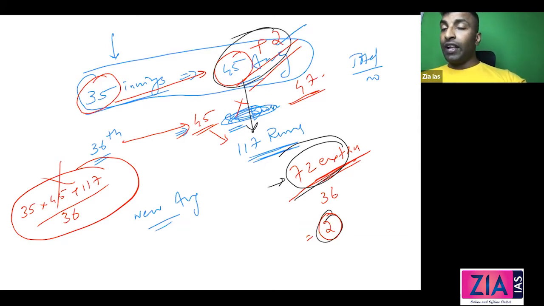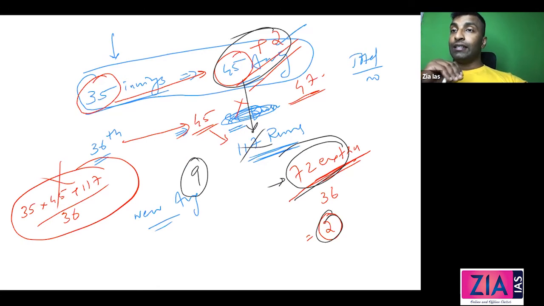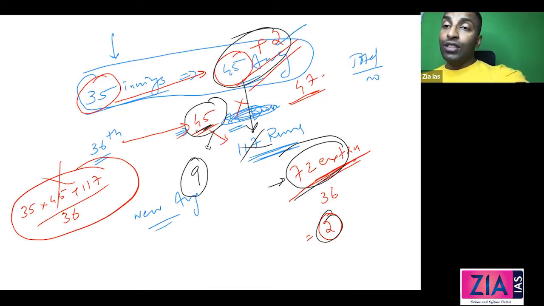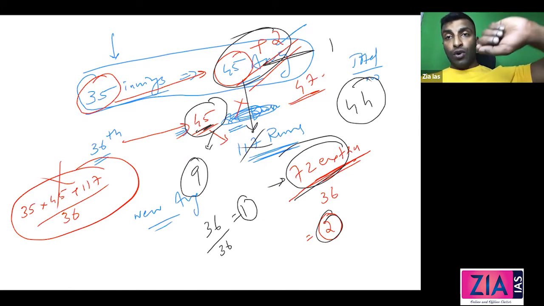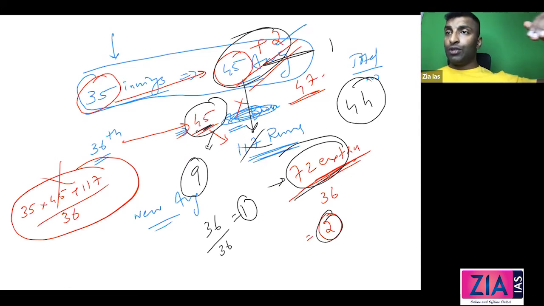Suppose instead of 117, he just scored 9 runs. Then what will happen? He is scoring less than average. So his average will increase or decrease? It will decrease. We need to know how much decrease there will be. It will depend on how much decrease in runs. 45 was the average. What is the decrease in runs? 36. So what we need to do? Divide 36 by 36, you will get 1. So 45 minus 1. What will be the average? 44. So if he is scoring 9 runs, your average will decrease to 44. Since he is scoring more, now 117, his average is increased to 47. I hope this is clear, and this is how you need to calculate.